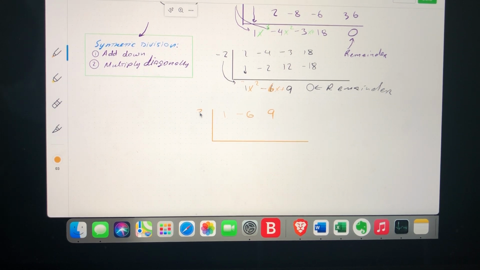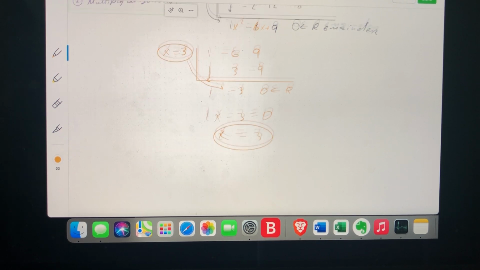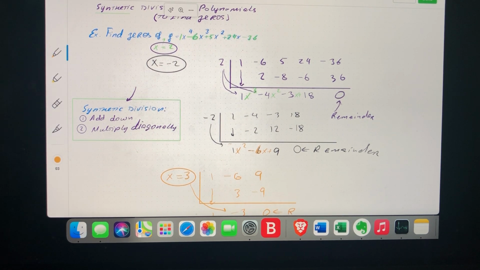So we'll try 3. 1 plus nothing is 1. 3 times 1 is 3. -6 plus 3 is -3. 3 times -3 is -9. 0 remainder, which means yes, x equals 3 is actually a solution. Which leaves us with x minus 3. That's the only expression to solve. Adding 3 to both sides, we find that x is 3 again. So 3 happened twice, and the other two solutions are +2 and -2.